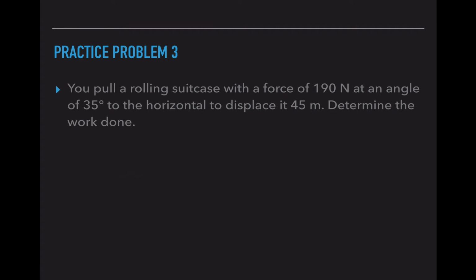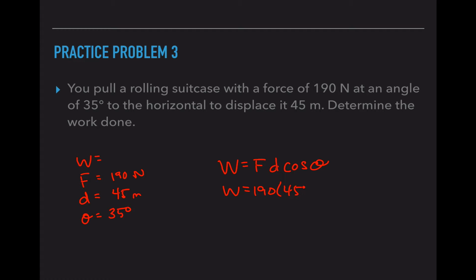So here's another practice problem with that cosine theta. You pull a rolling suitcase with a force of 190 newtons at an angle of 35 degrees to the horizontal to displace that suitcase 45 meters. Determine the work. So work, force, distance, and we're going to put theta. We have 190 newtons, 35 degrees for theta, and 45 meters for the distance. Work equals force times distance, cosine theta. 190 times 45 times cosine 35.